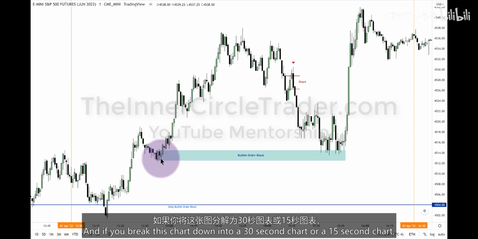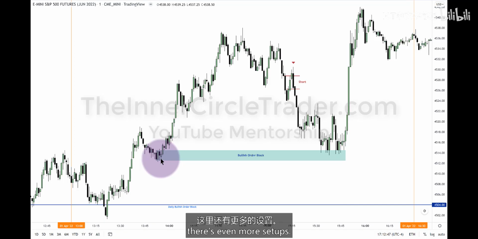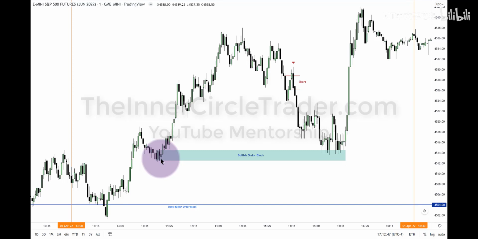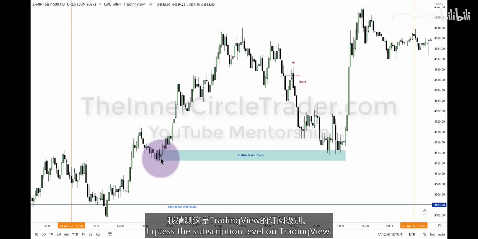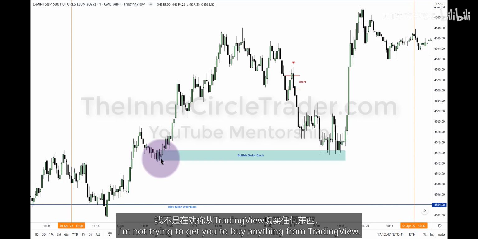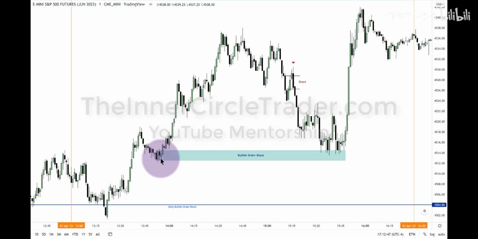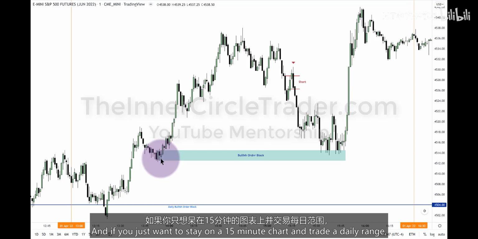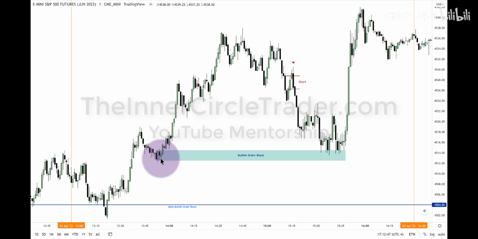And if you break this chart down into a 30-second chart or a 15-second chart, there's even more setups. Everything's fractal. So if you want to do high frequency trading, you can do that with the second chart. You may not be able to pull up second charts because you may not have the subscription level on TradingView. And I don't get any subscription kickbacks. I'm not trying to get you to buy anything from TradingView. I'm just stating that you can make this however you want. And if you just want to stay on a 15-minute chart and trade the daily range, okay, there's no reason to do anything less than that.